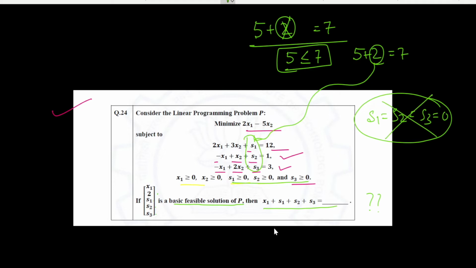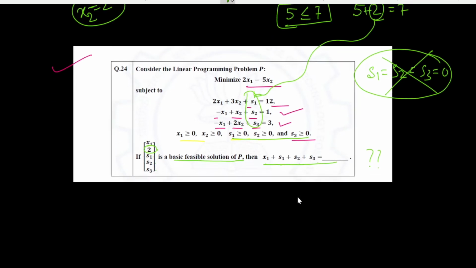So we need to find the values of s1, s2, s3 and x1. It is given that x2 equal to 2, so we don't need to find the value of x2, as it is already given in our problem. Now we note that if we add these three equations, what do we get?